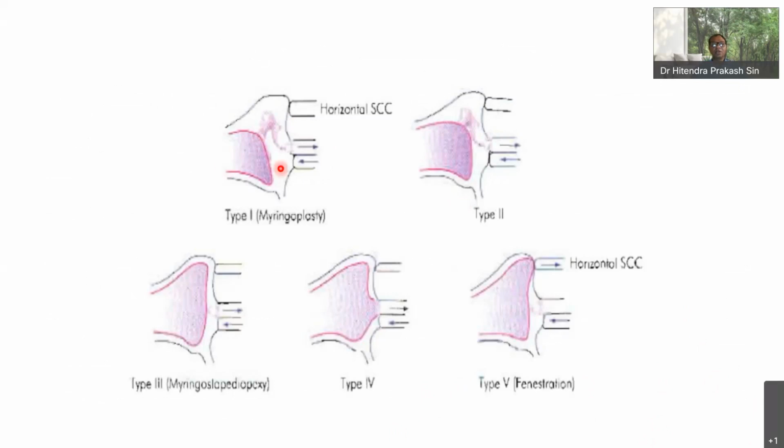See, this is the type 1 tympanoplasty. You put a graft over the malleus. In type 2 tympanoplasty, the malleus is destroyed. You put a graft over remnants of malleus or incus. In type 3 tympanoplasty, both the malleus and incus are destroyed. We put a graft over the stapes. In type 4, the stapes is also destroyed. Only the footplate is remaining and it is mobile.